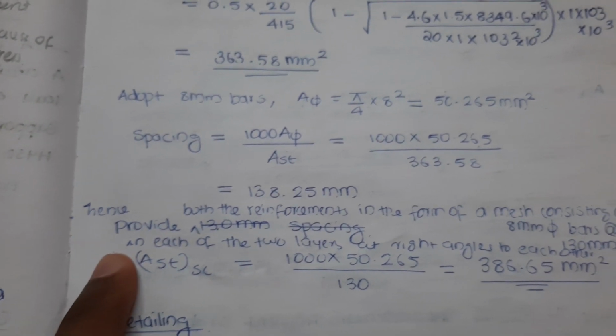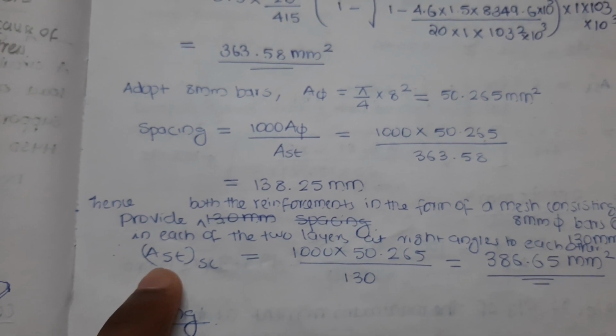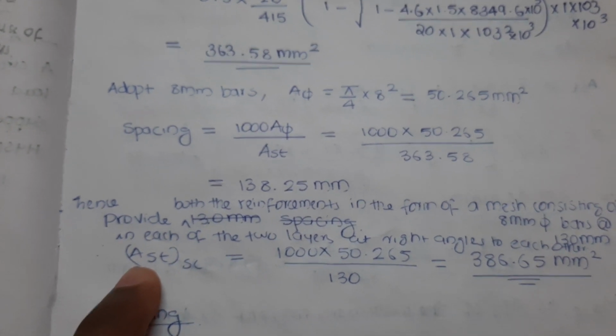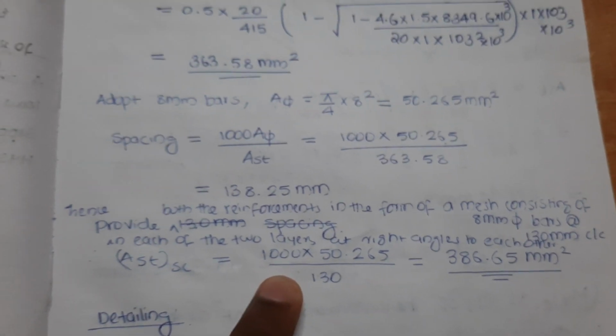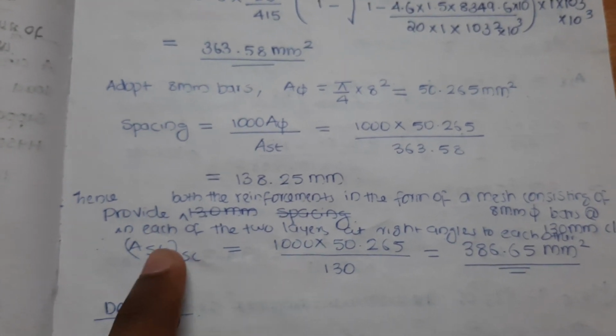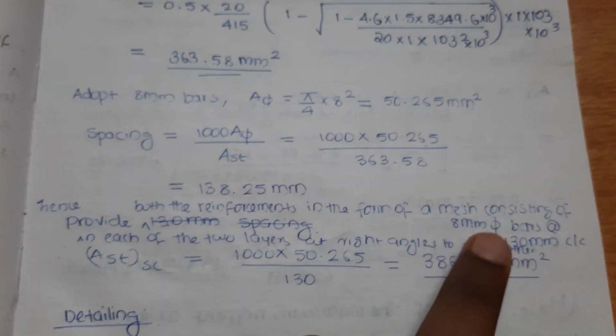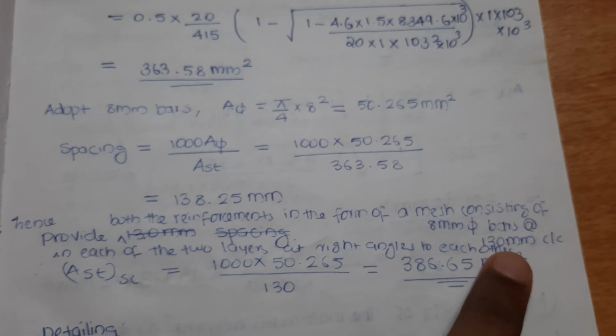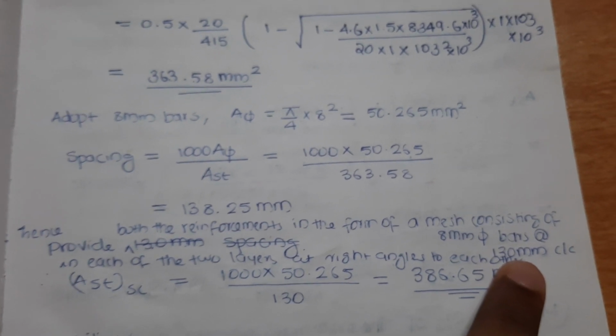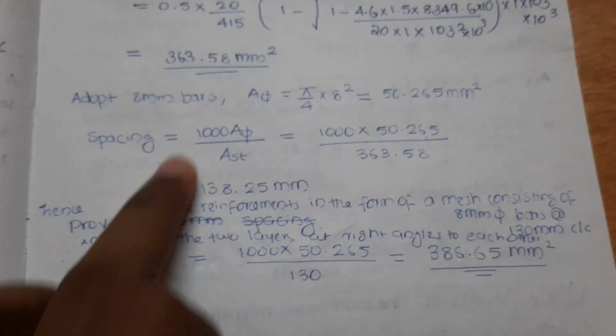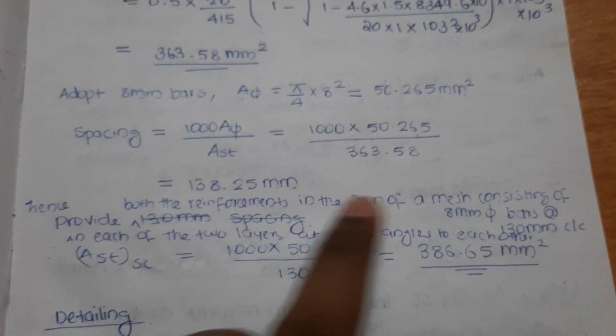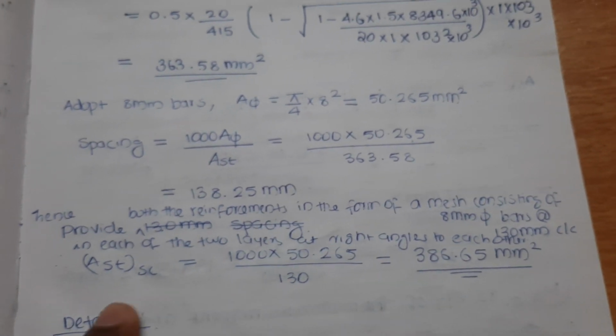So we can find out the area provided from this equation that you all know. Then we are providing 8 mm bars at 130 mm center to center spacing in both the directions. In both the directions we are providing that.